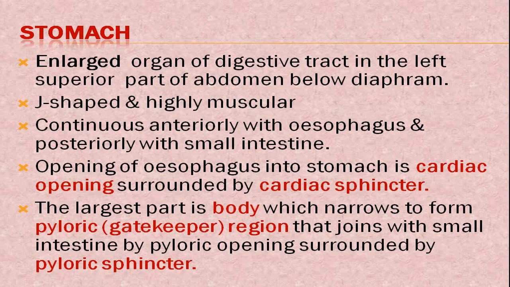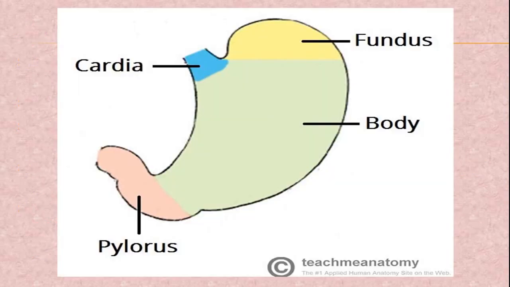The stomach is divided into different parts, and its largest part is body, which then narrows to form pyloric region. Pyloric region then continues with the small intestine by an opening that is called pyloric opening, which is also surrounded by a ring of muscles called pyloric sphincter that regulates the movement of food from stomach into small intestine. Pyloric means gatekeeper. This is a figure that shows different parts of stomach. You see that is fundus, body, and pylorus. Body is the biggest and the largest part of stomach.